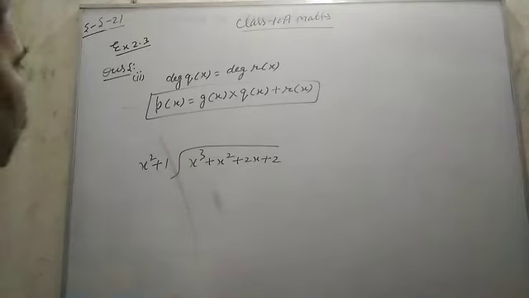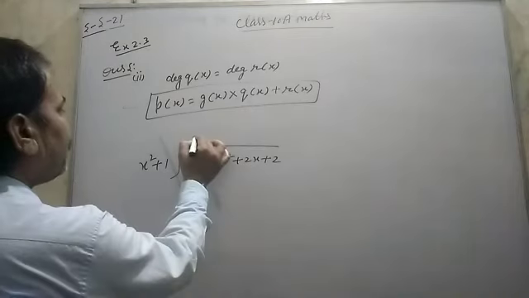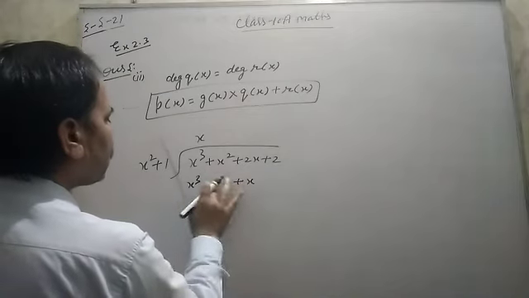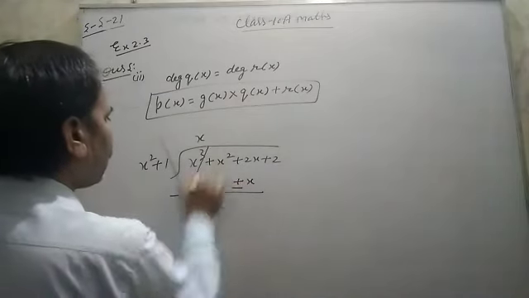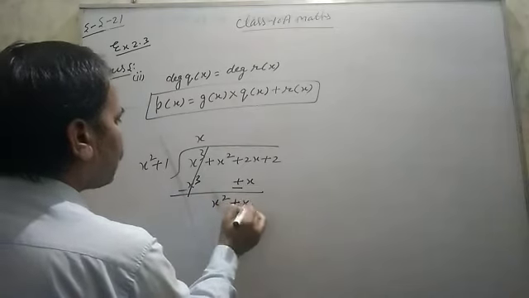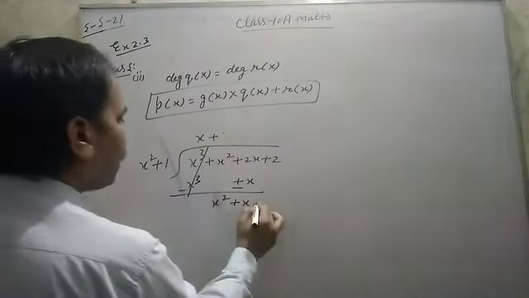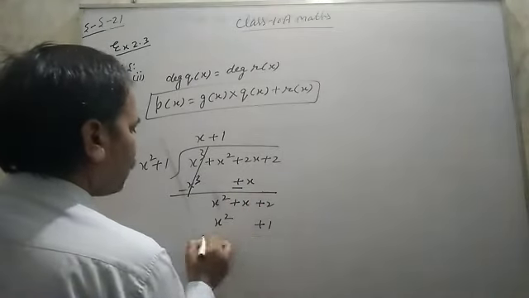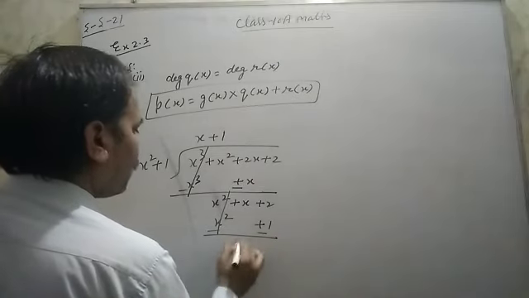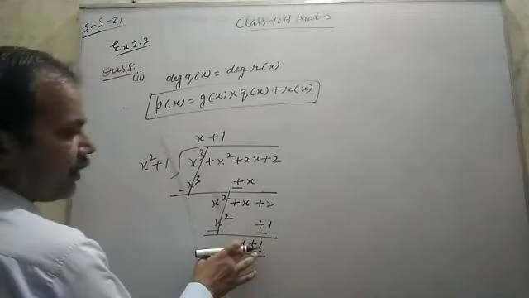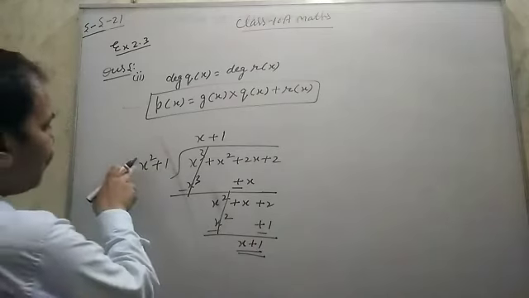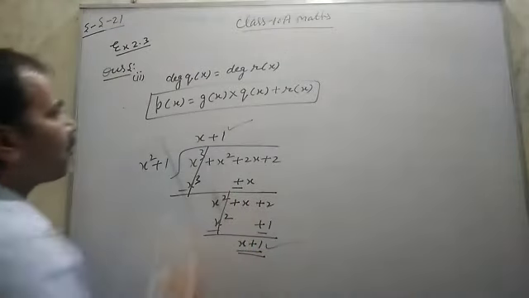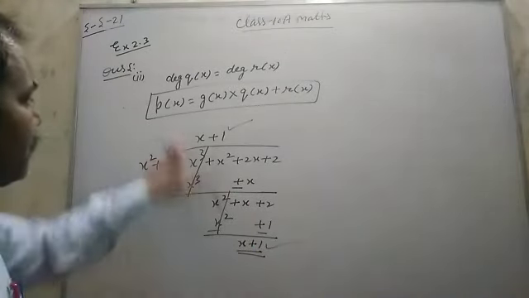Divide by x square plus 1. Okay, so divide it. By x multiplying that, x cube plus x, so x square plus x, and plus 2, so plus 1, x plus 1. Degree of remainder is less than degree of divisor, so division will stop. So now x plus 1 means degree of quotient and degree of remainder are both the same.